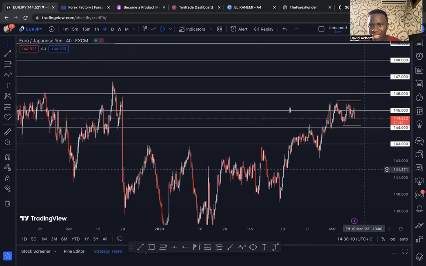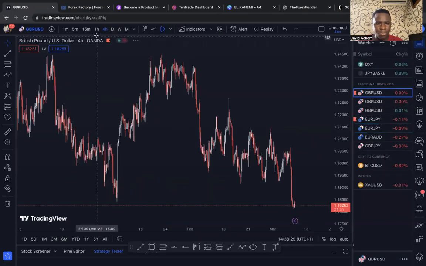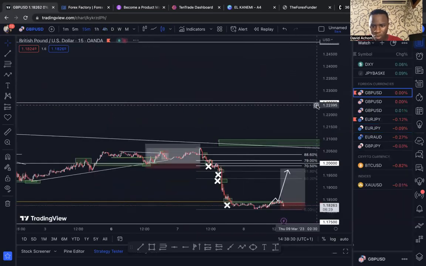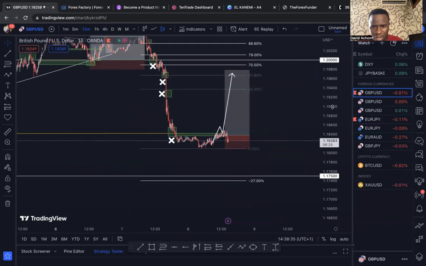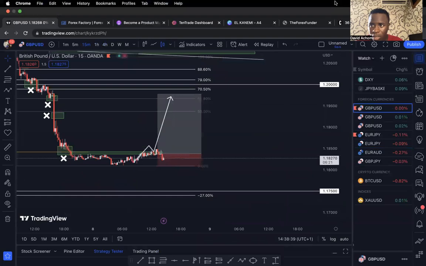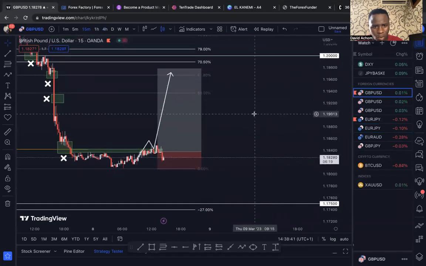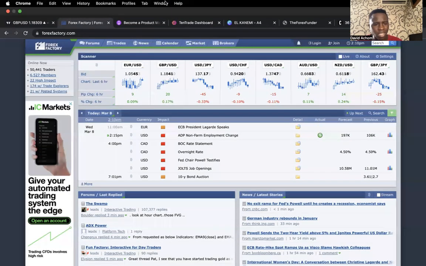Identify the trend on the H4 time frame. While we are doing that, let's check what's happening with our GBP USD real quick. It has not hit our stop loss. What happened? The news did not take effect. 215. Okay, news has happened. 215 was the news. I thought news was 230.